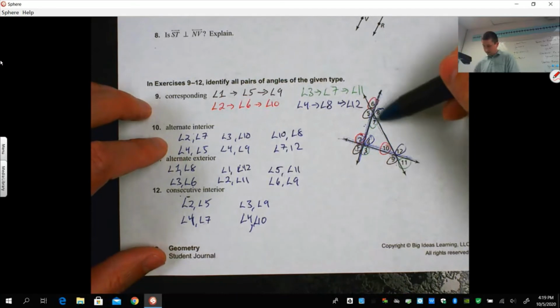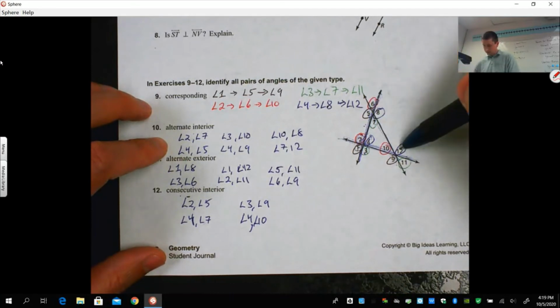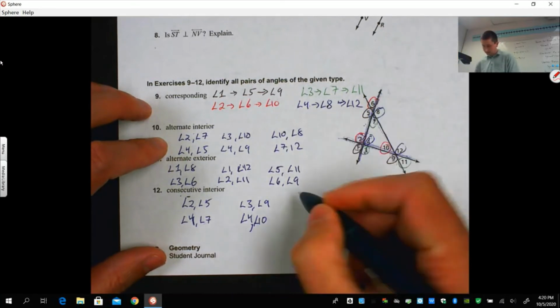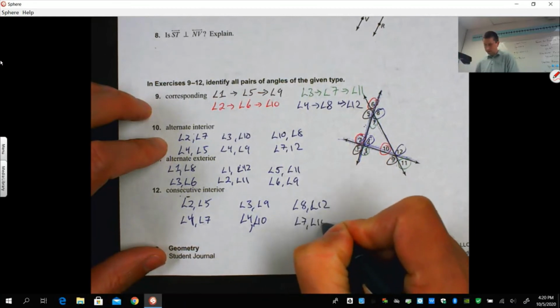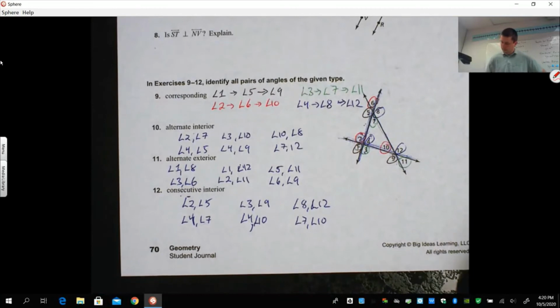Okay, final one. Here's my transversal. Angle 8 would have to go with 12. They're between the 2 lines, 7 and 10. Angle 8, angle 12, angle 7, angle 10. There we have it. Got those 4.